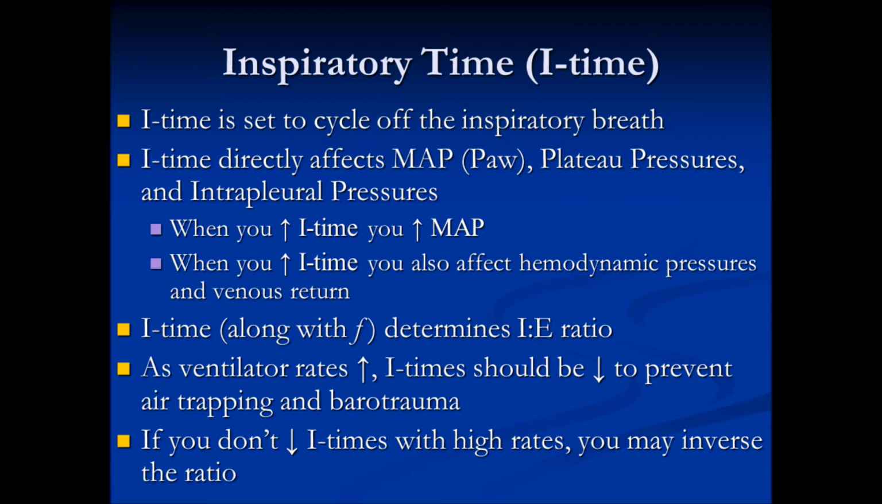Okay, inspiratory time is next, and we set that to cycle off the inspiratory limb of the breath. So how long do you want to spend sending the breath in for the patient? So you set a pressure limit. That is the maximum amount of pressure that you are going to allow that machine to use to deliver the breath. And the I time is how much time you want to spend on the inspiratory limb of that breath.